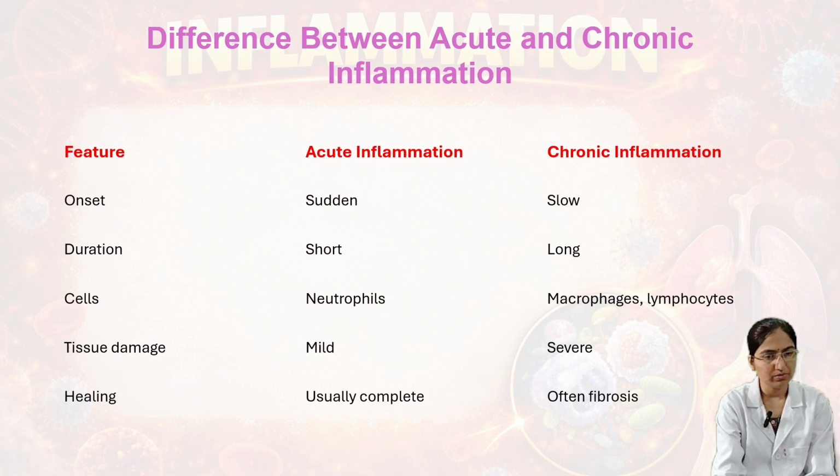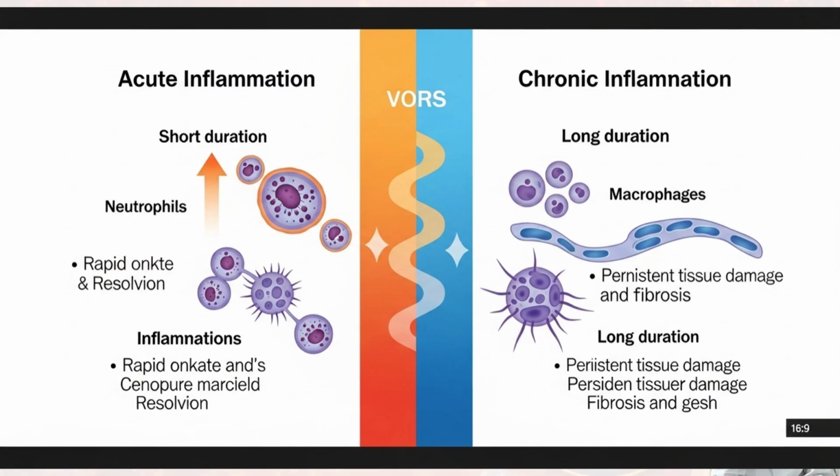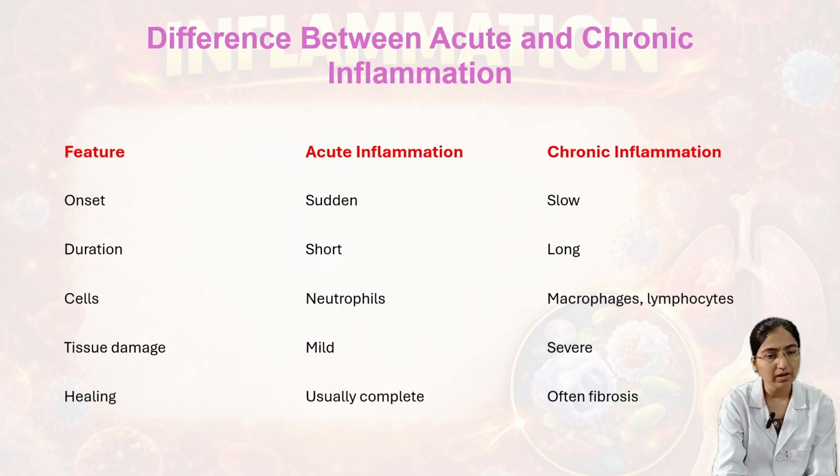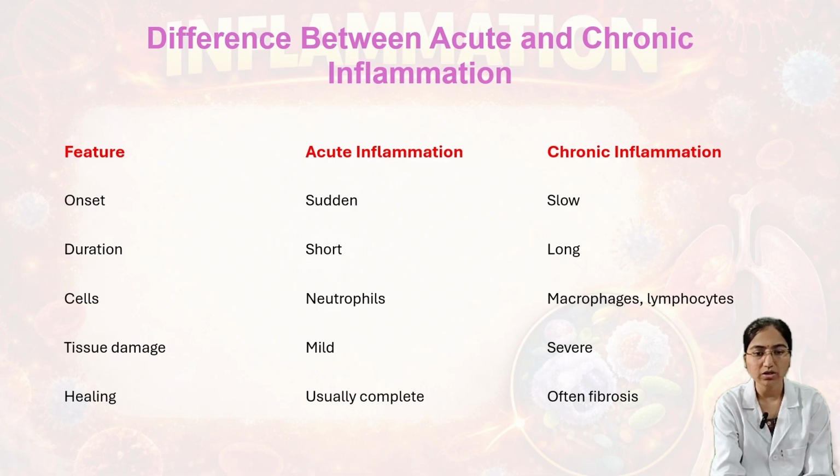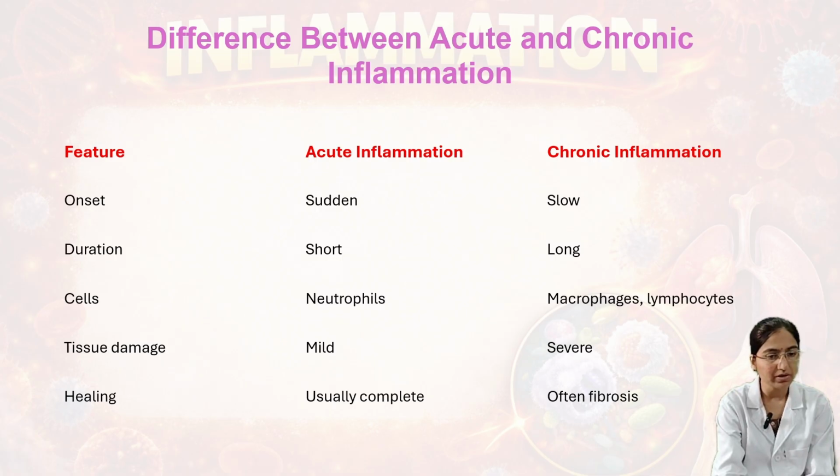here you can observe the difference between acute and chronic inflammation, features, and then acute and chronic. In the feature onset, in acute there will be a sudden onset, and in chronic it is slow. Duration in acute is short term, and in chronic it is long term. And then cells, the third feature. In acute inflammation, neutrophils are involved. And in chronic inflammation, macrophages and lymphocytes are the major cells involved.